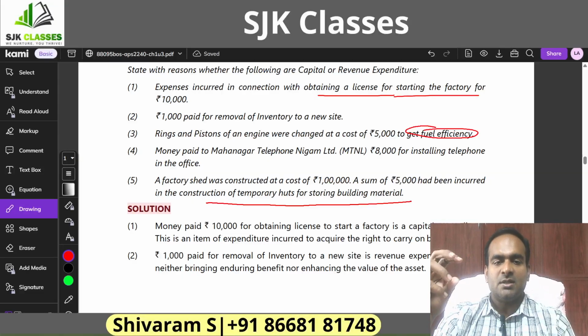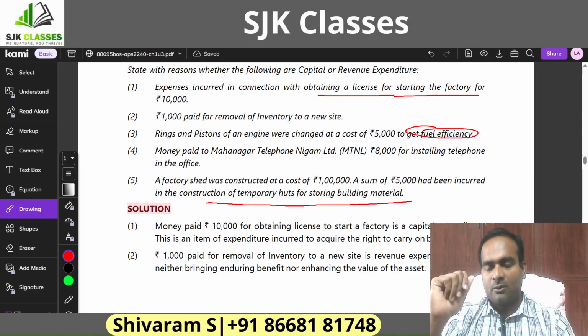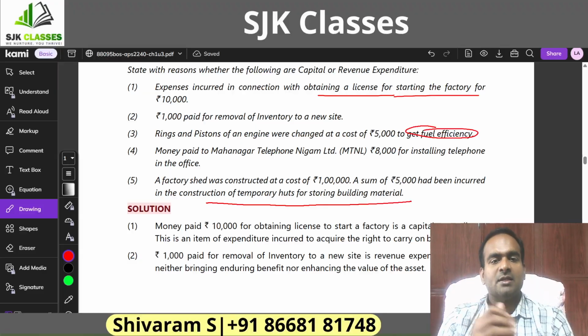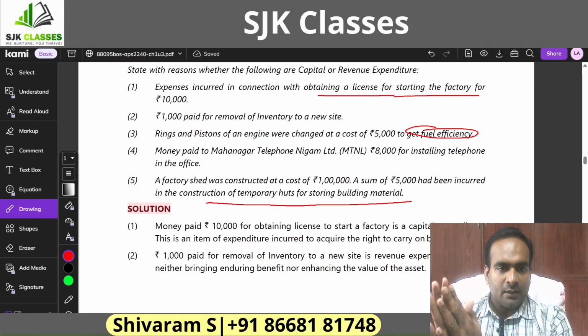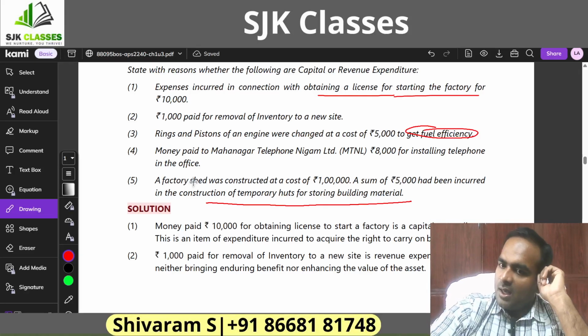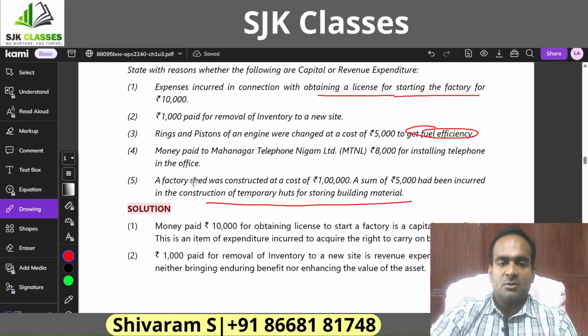No, I am not purchasing, I am constructing. I am constructing a factory shed for 1 lakh rupees for which I have to store the materials. So what happens? I'm constructing a small hut, right? What is the question here? A factory shed was constructed at a cost of 1 lakh. A sum of 5,000 has been incurred in construction of temporary heads. So I'm spending 5,000 rupees for constructing a small heads for storing the building material.